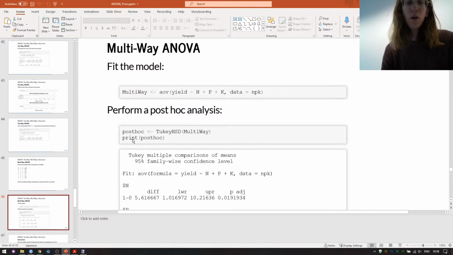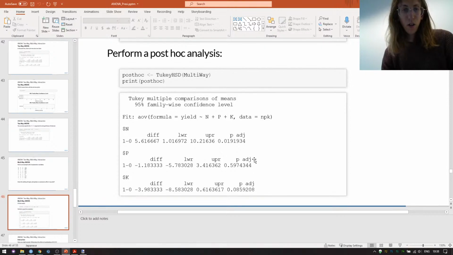And once again, we can run the post hoc analysis. So that would be Tukey HSD multi-way. If we do it, we get the output that is shown over here. And for each of the different variables, we get a confidence bound and a p-value. So as you can see, nitrogen is significant. We can also look at the confidence bound. So 0 is just outside of the range, but for phosphorus and potassium, 0 is within the confidence bound, and therefore the p-values are non-significant.